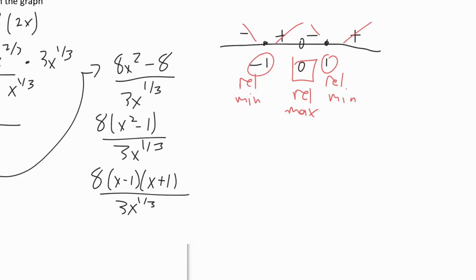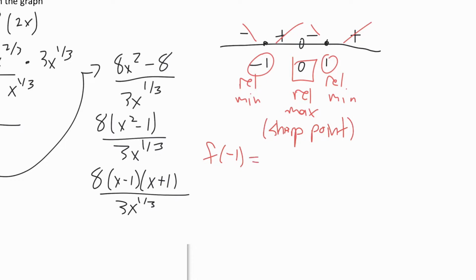And so we're going to just label that here. This is a sharp point because the derivative is undefined, represented by that open circle. Now let's find the y values for these. So let's find f of -1, f of 0, and f of 1.